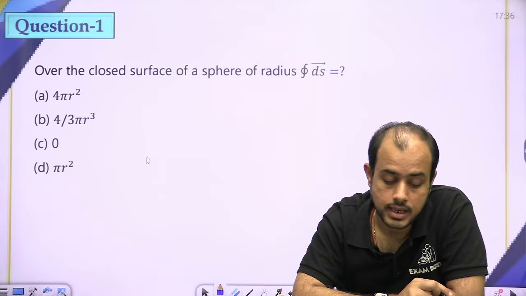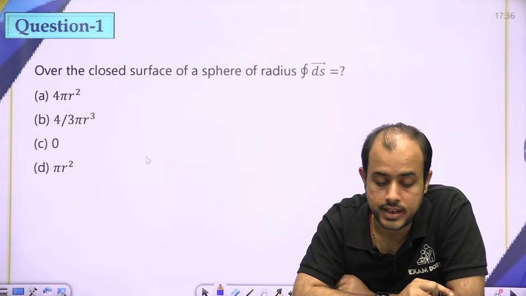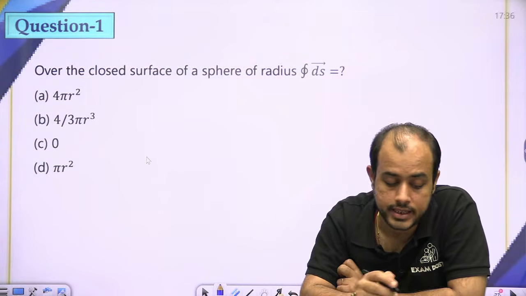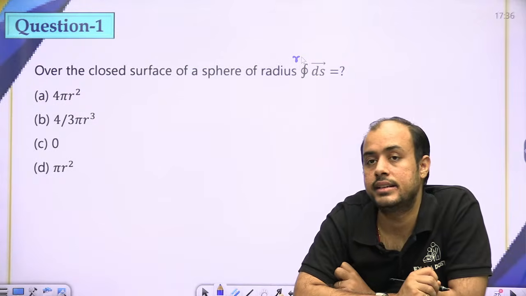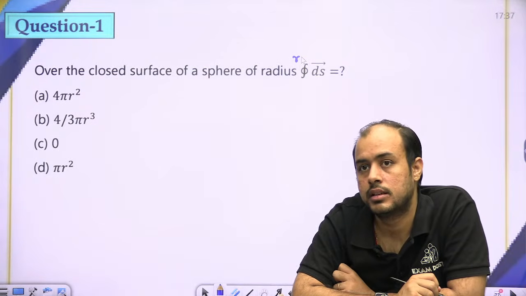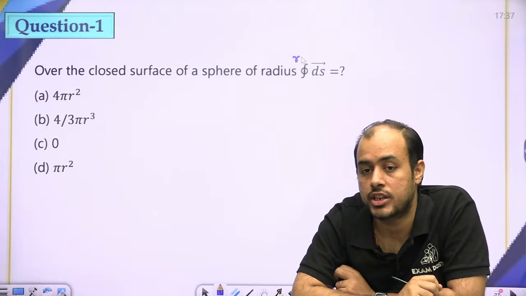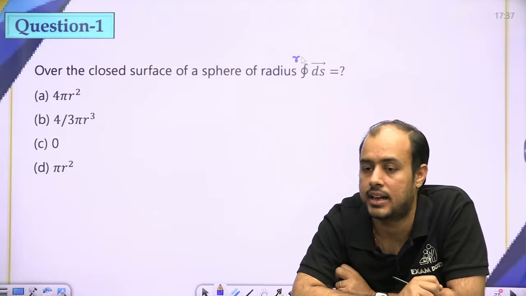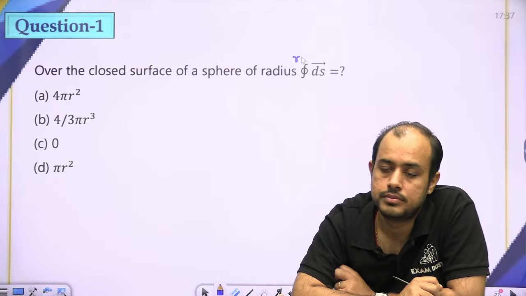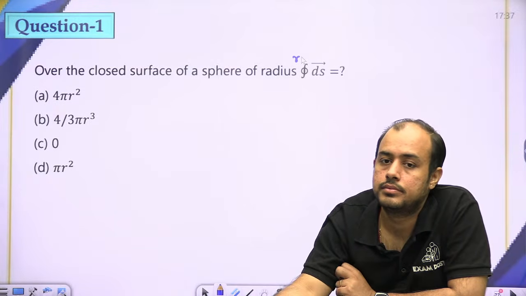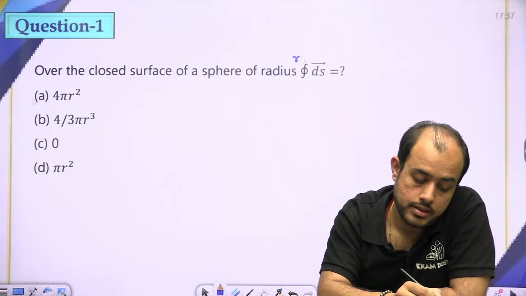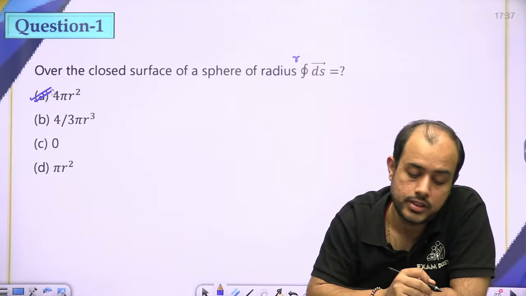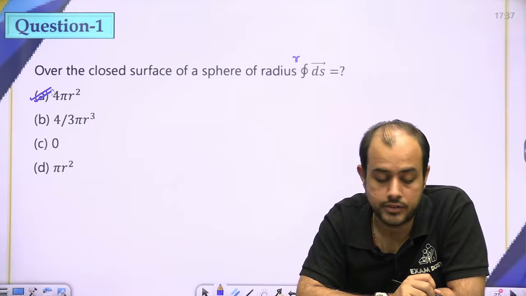Try this over the closed surface of the sphere of radius r. Find this integration over the surface of the sphere of radius r. It is the area of the sphere, 4 pi r square. Very good.